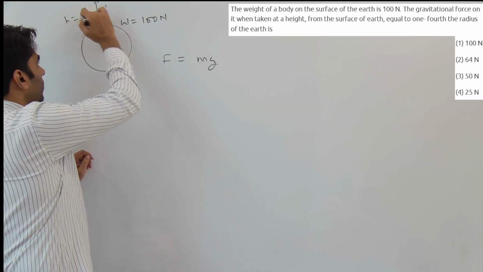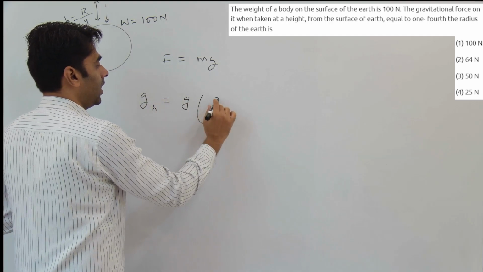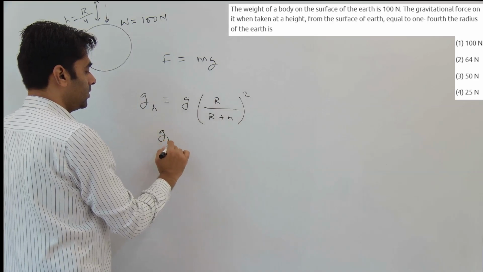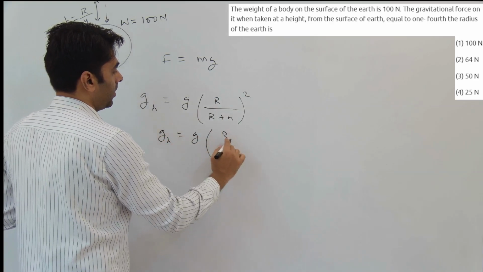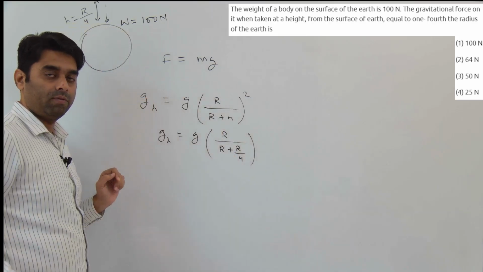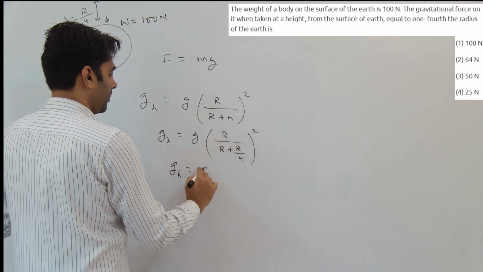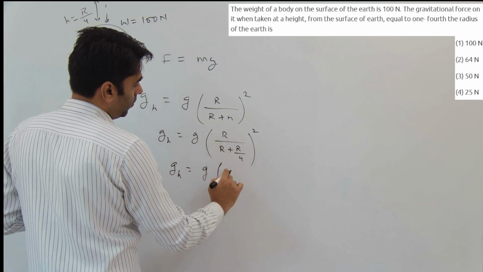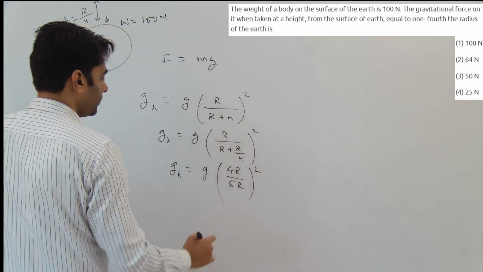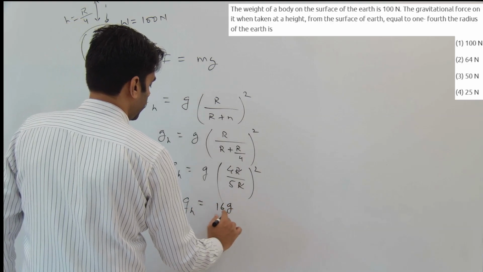So this is your h. What is our g value? g at height h is g times R by (R plus h) whole square. So gh is equal to g times R by (R plus R by 4) whole square, because they have taken it 1/4 of the radius of Earth. So when we simplify it, we get g times 4R by 5R whole square. Okay. So gh is equal to 16g by 25.